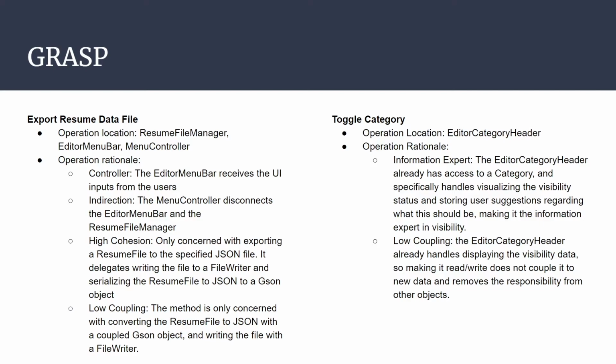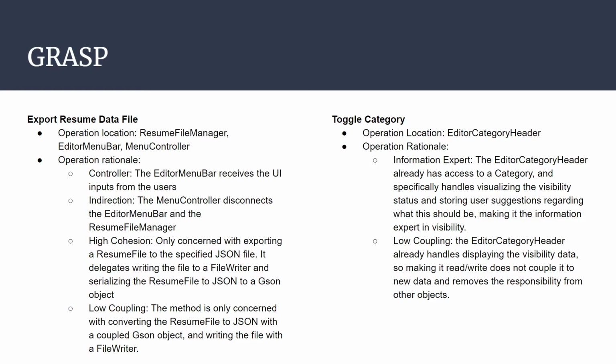So finally, we come to a section where we give an example of justifying designing the program the way that we did. Our first example is for the export resume data file system operation back from iteration 1. This operation overall spans 3 classes: the menu controller, editor menu bar, and resume file manager. Of these, the editor menu bar receives the UI inputs from the user, fulfilling the controller pattern, which it then indirects these inputs over to the menu controller to decouple the editor menu bar from the resume file manager.